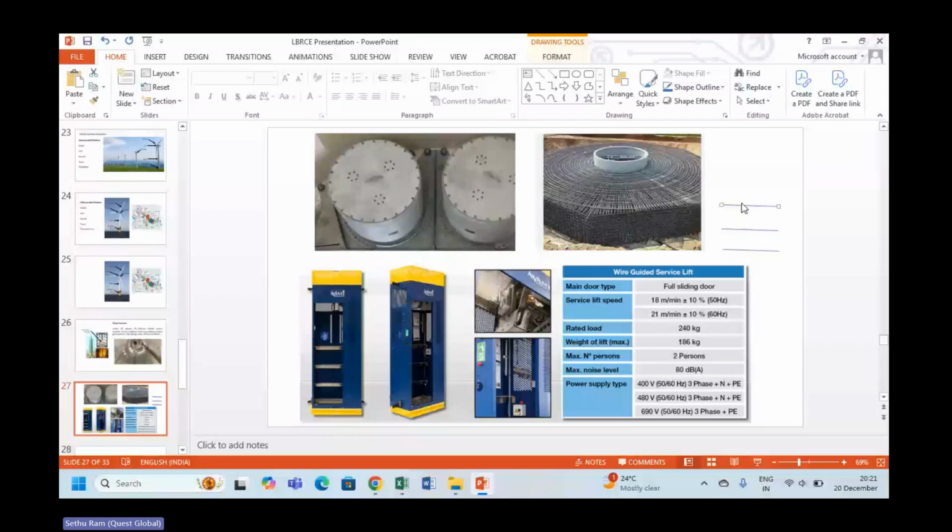And this is the foundation. For offshore wind turbines, this is the foundation. This requires a huge area, and they want more area to stabilize the tower. So this is how they will do the foundation.